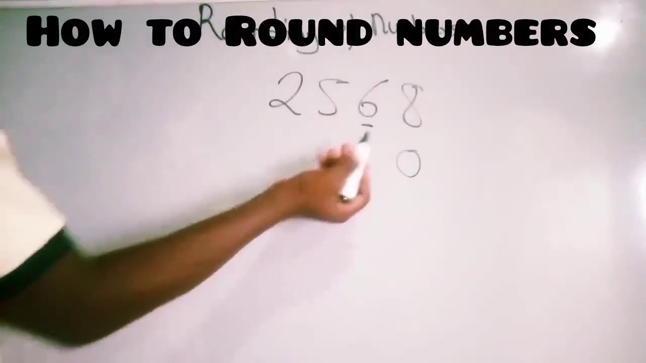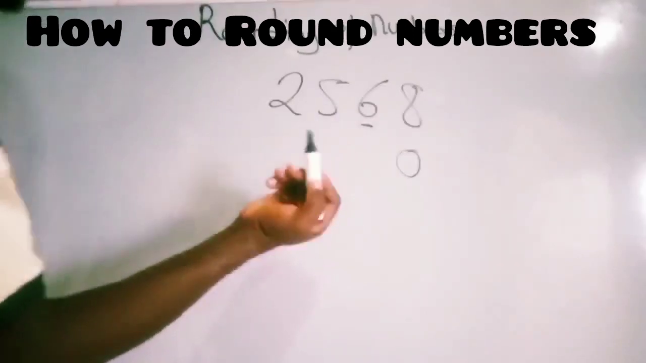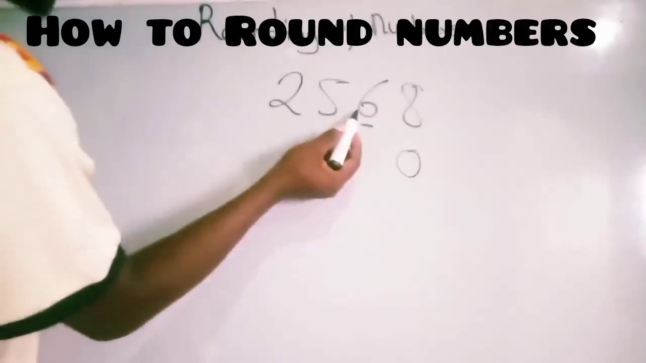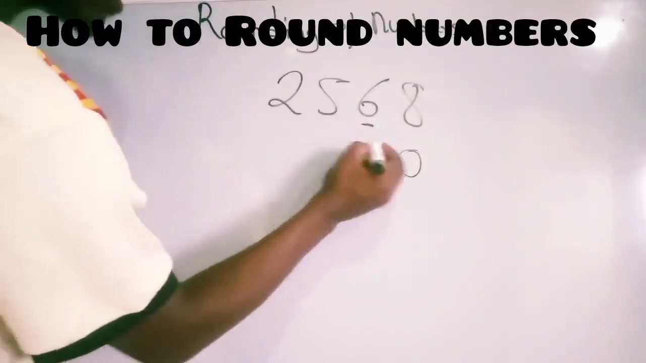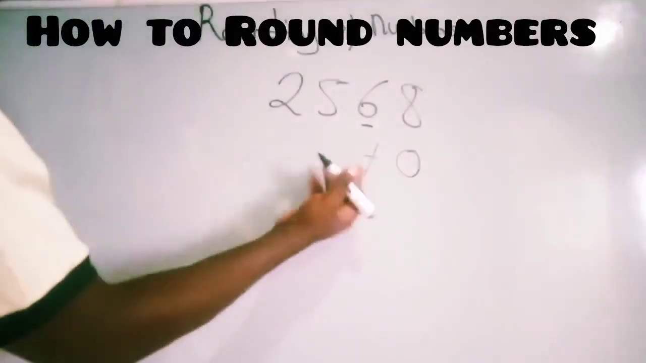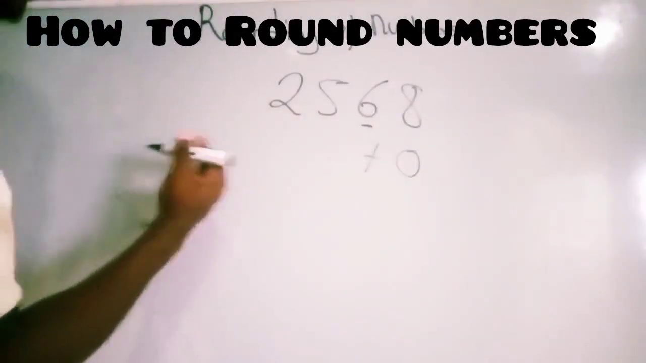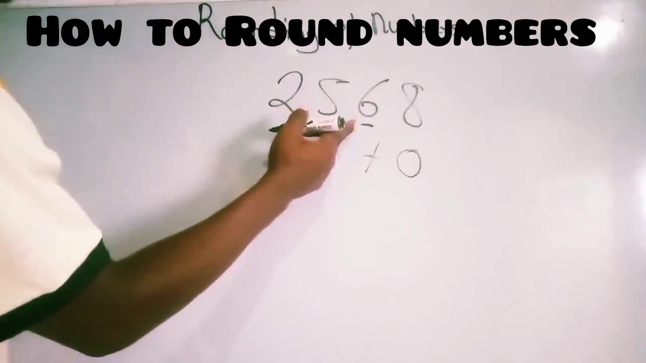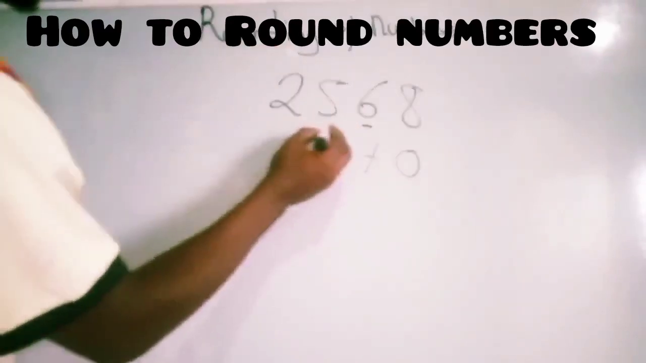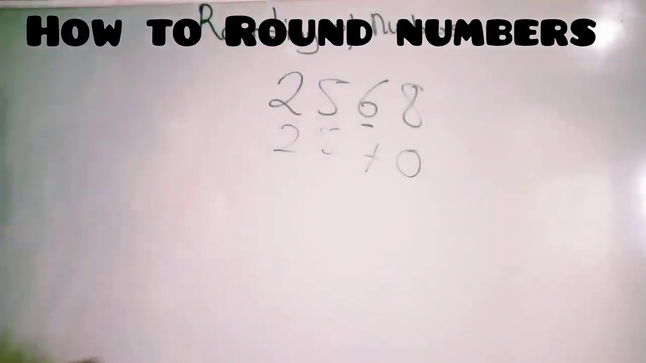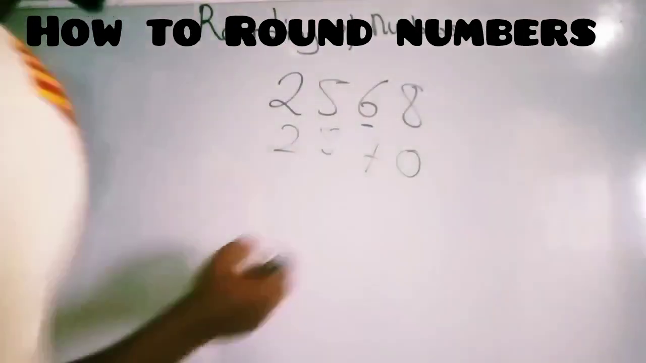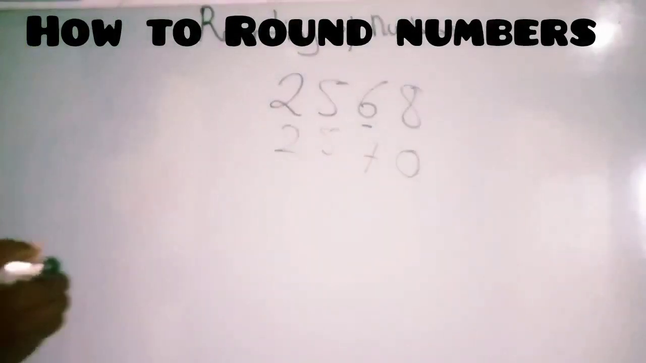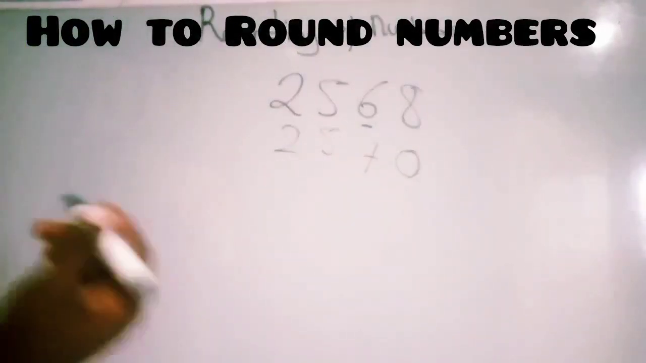In this example, you realize that 8 is above 5. Therefore, we add 1 to the 6 to make it 7. And we said after this, the rest, which are the left-hand side of your number in question, you just repeat them. Over here, we'll have the 5 and the 2. So this is how to round 2,568 to the nearest 10.